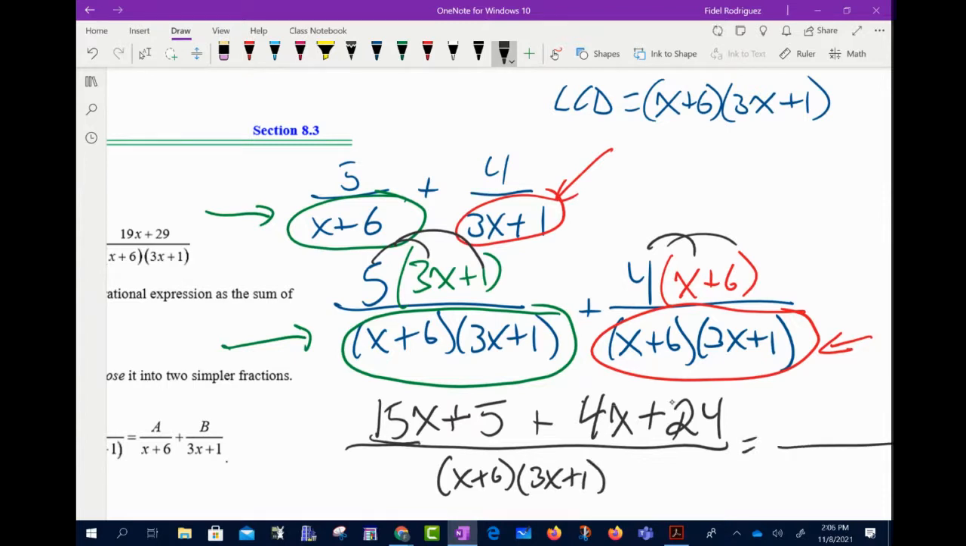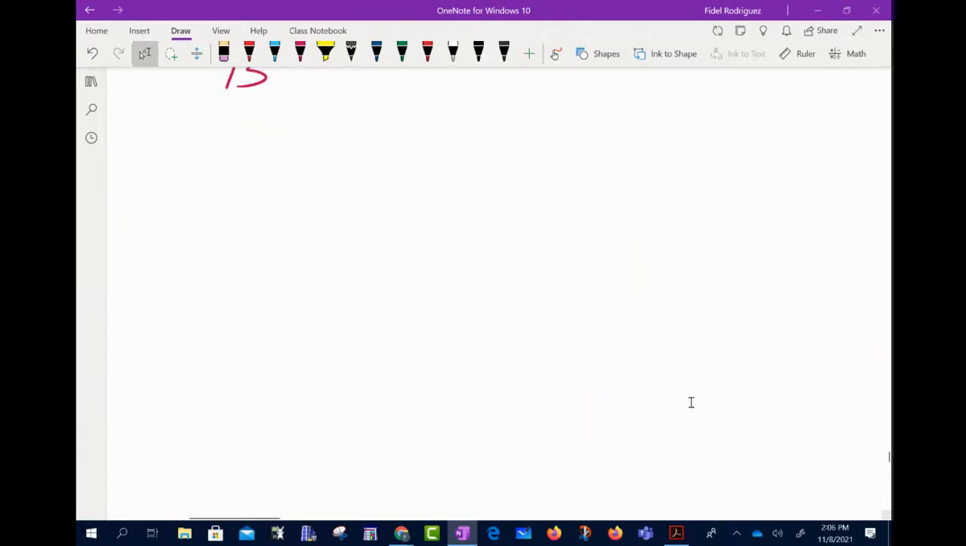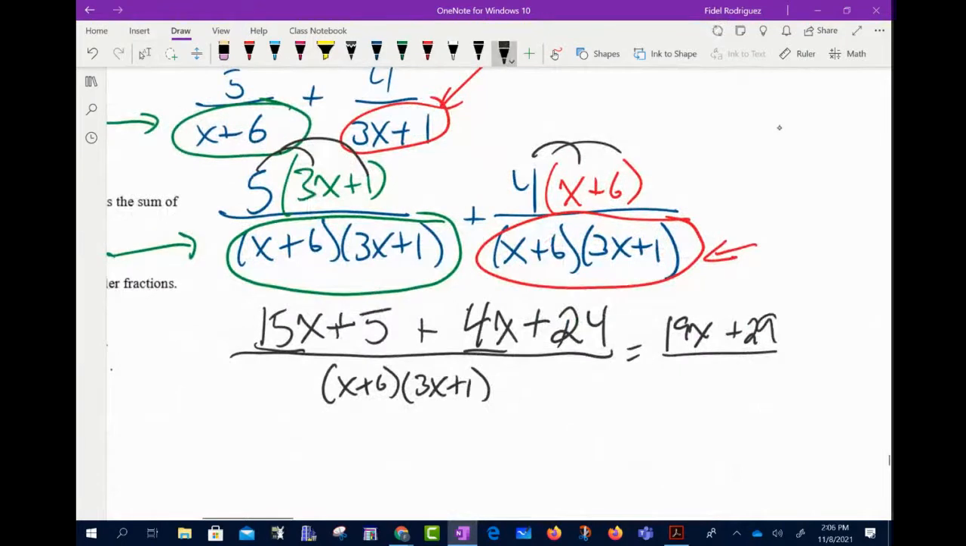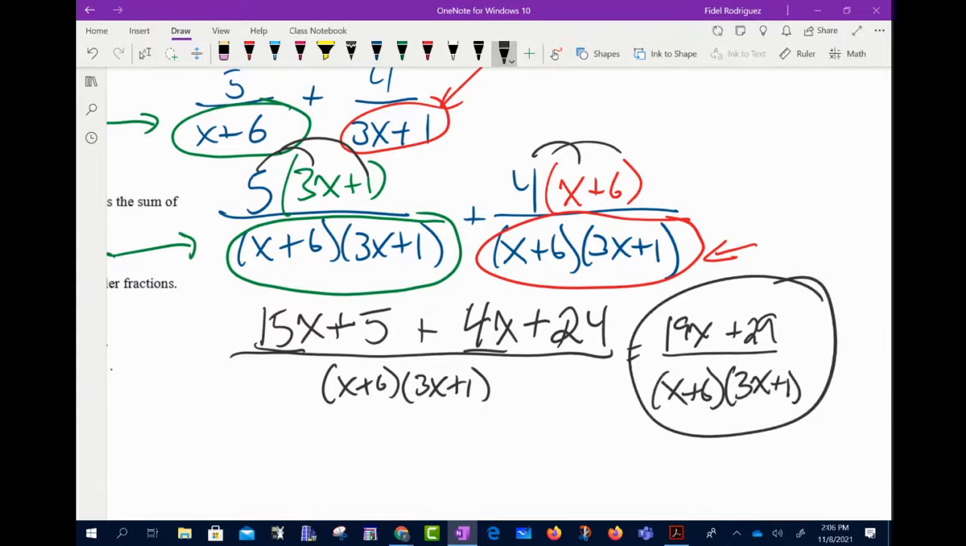So now, if I combine my terms, 15x and 4x is going to give us 19x. 5 and 24 is going to give us 29, and all of that is over x plus 6 and 3x plus 1, right? So when we add rational expressions, we find our common denominator, we build up our fractions, right? We say, what did I put on the bottom that I didn't already have before? And if I added it to the bottom, I got to put it on the top, right? And then we combine our like terms and we have our answer, right?